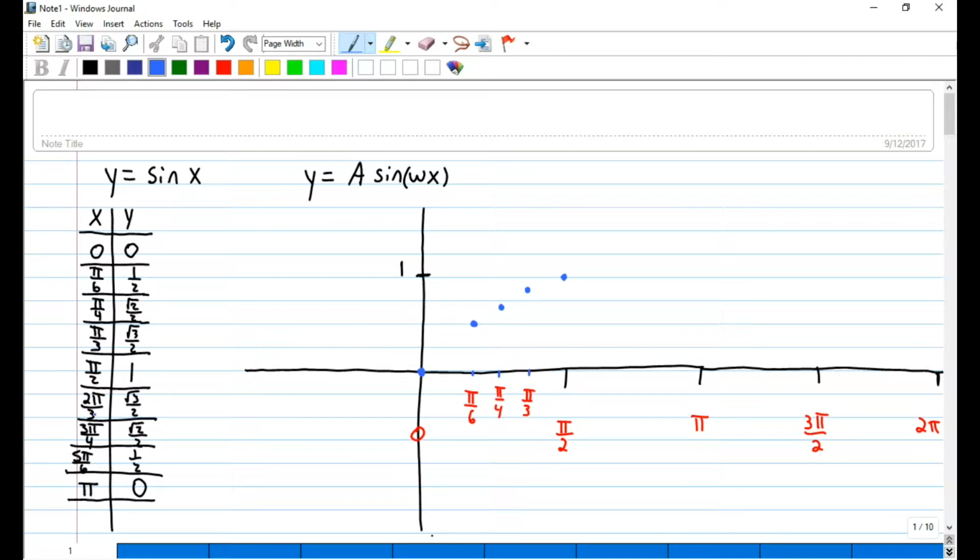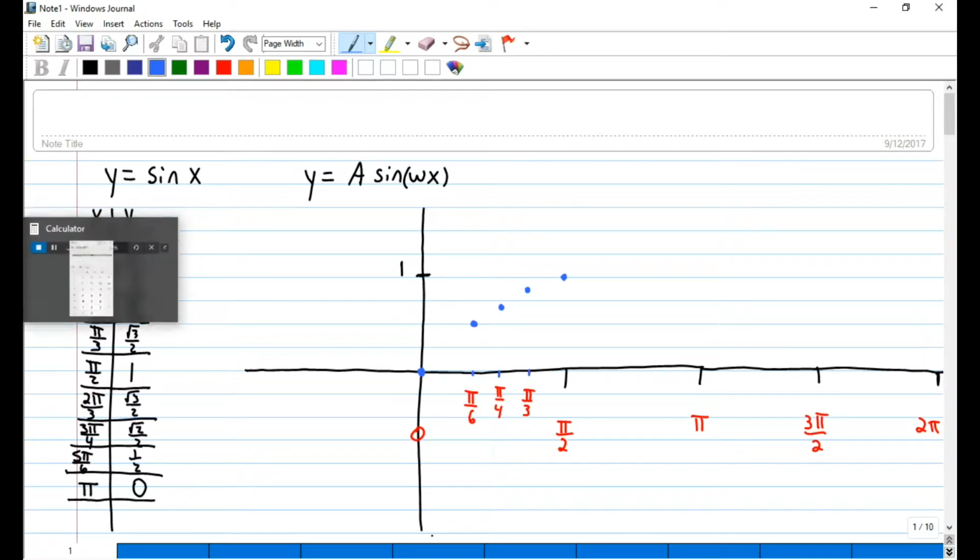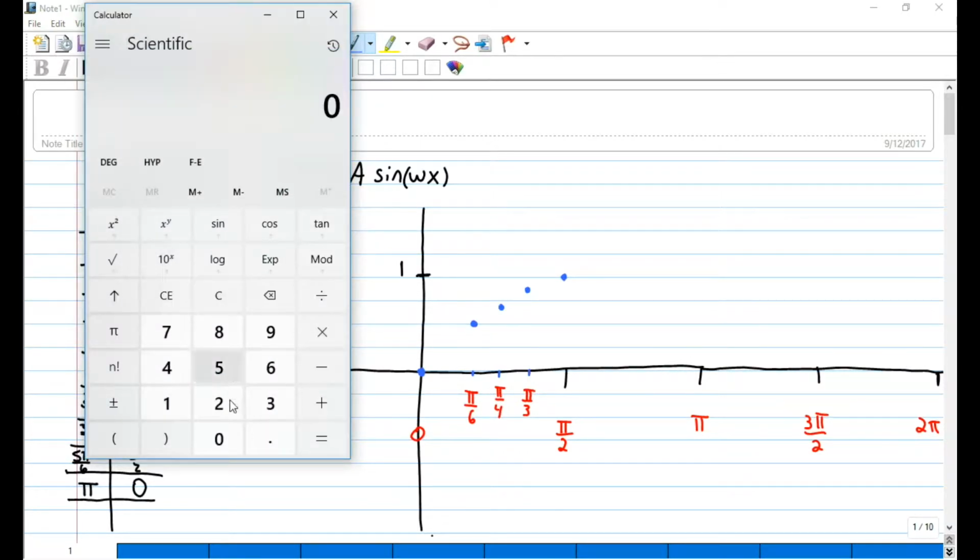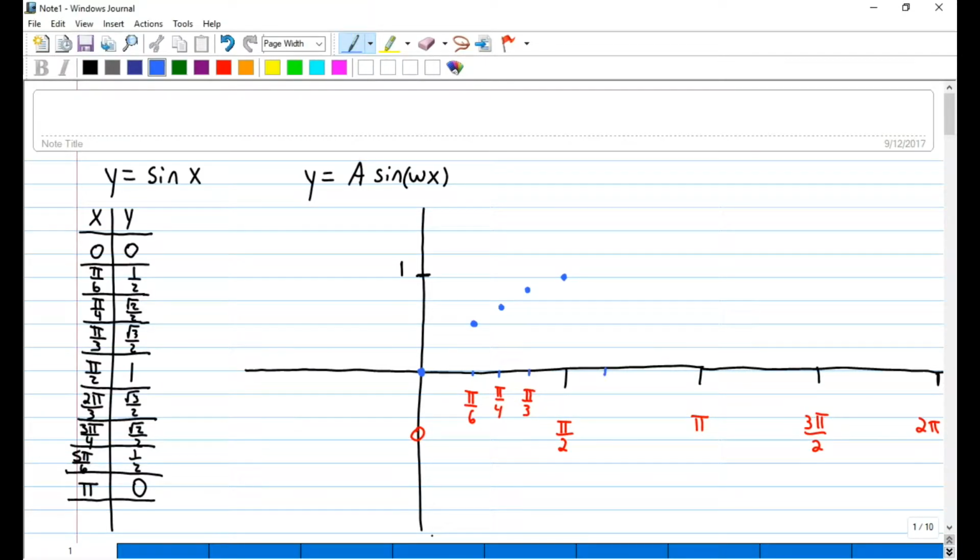So we have 2 pi over 3. Well, let's see what that is as a decimal. 2 times pi divided by 3 equals a little bit more than 2 units. So remember that pi is about 3.14, and pi over 2 was about 1.5. So a little bit more than 2 is probably going to be about right there, about a third of the way to the next major point that I have written down here.